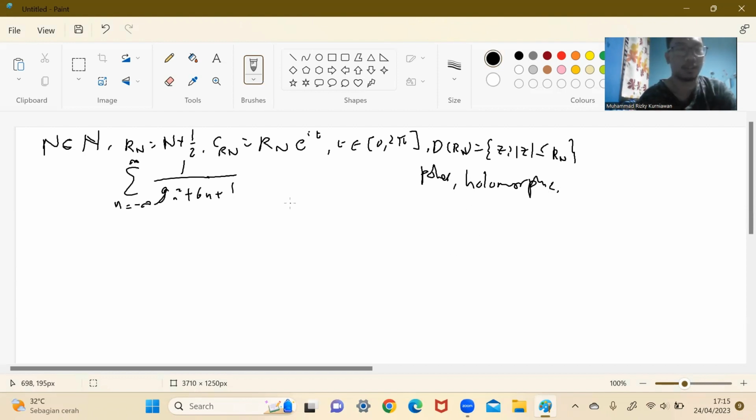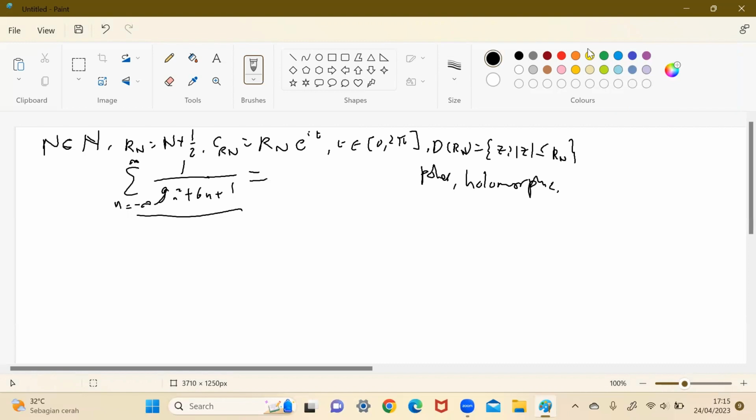So the problem statement is basically we just need to find the value of this infinite series, or double infinite series, because it goes from negative infinity to infinity. So you might be wondering, how does this question find its way in complex analysis? Well, it's because one of the ways one can solve this particular summation is by complex analysis.